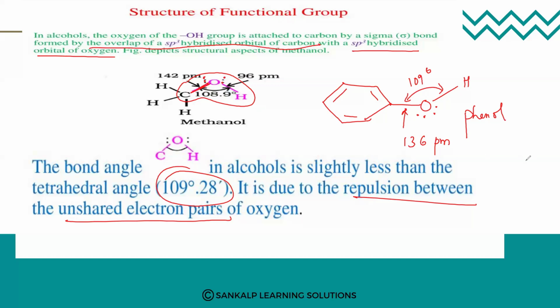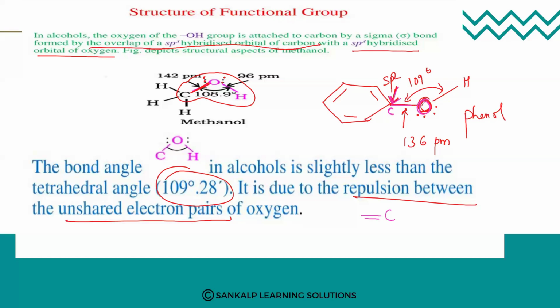Now when you see phenols, the oxygen of the phenolic OH group is directly attached to the sp2 hybridized carbon. sp2 means the carbon is next to a carbon-carbon double bond. So the OH group is attached to the sp2 hybridized carbon atom of the aromatic ring.